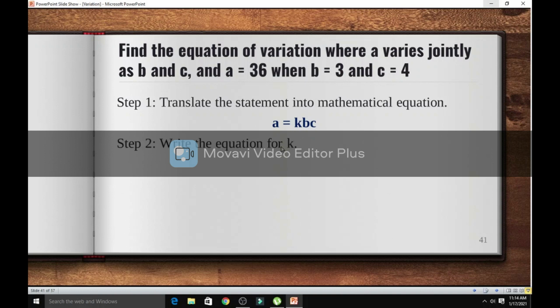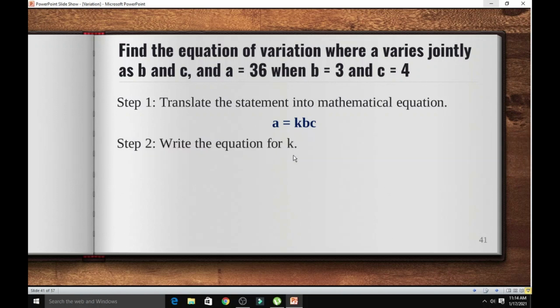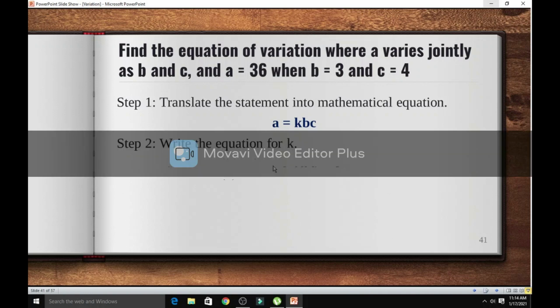So, step number 2, write the equation for K. So, ano ba ang equation natin for K? Para makuha natin yung equation for K, yung dalawang variables na kasama ni K, ilalagay lang natin sa denominator, at yung A ang ilalagay natin sa numerator. So, our equation for K is K is equal to A over BC. So, now, we are going to get the value of K.